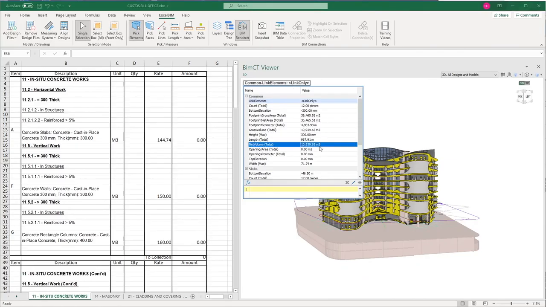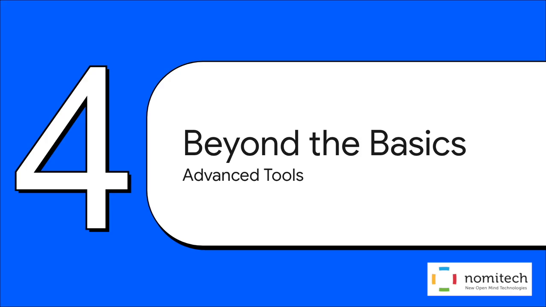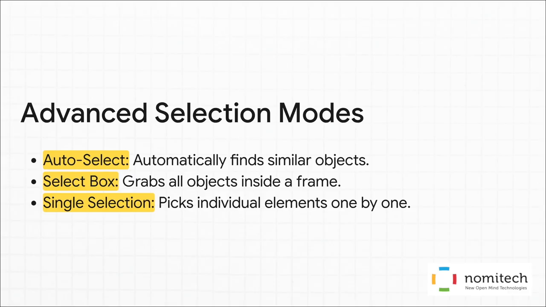But what happens when you're dealing with a really, really complex model? For that, there's a whole suite of advanced tools that give you some serious expert-level control. For example, instead of clicking on every single window in a skyscraper one by one, you can use auto-select to find every single similar object in the whole model in a split second. Or you can use a select box to just grab an entire floor's worth of stuff in one go. We're talking about huge time savers here.